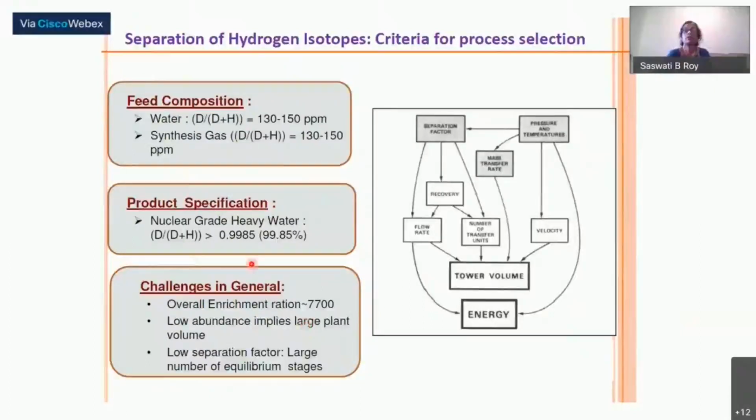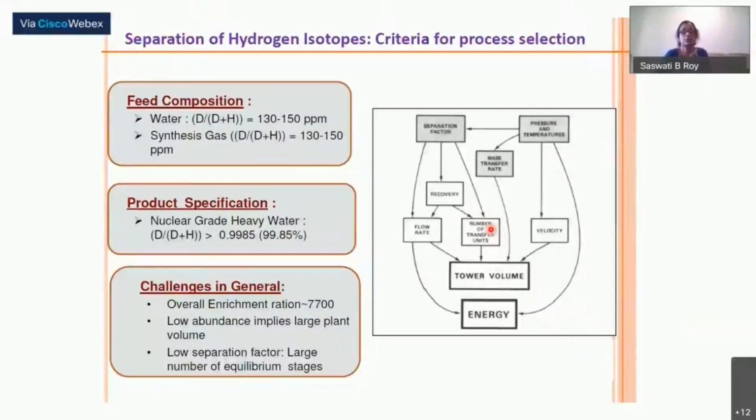And if you see this, these are only the mass transfer rate and separation factor. This is guided by the pressure and temperature of the system. So again, pressure and temperature will guide your total volume and energy requirements. By balancing all this, we have to come to a particular number of transfer units, and then consider some optimized recovery, and then you design your equipment.